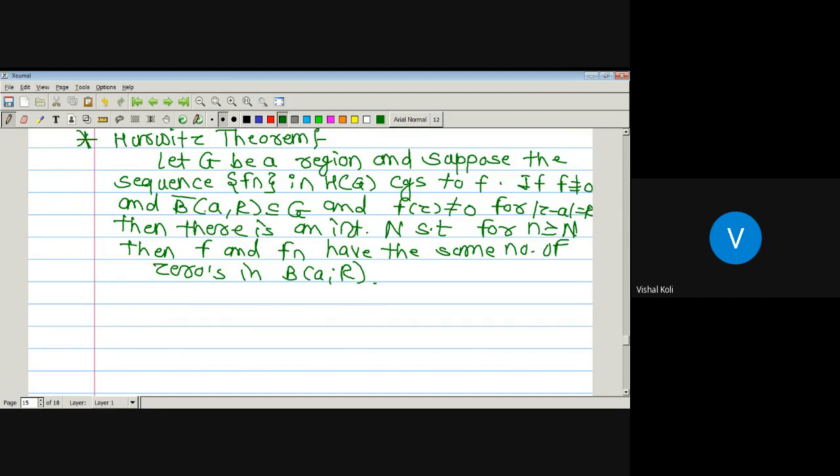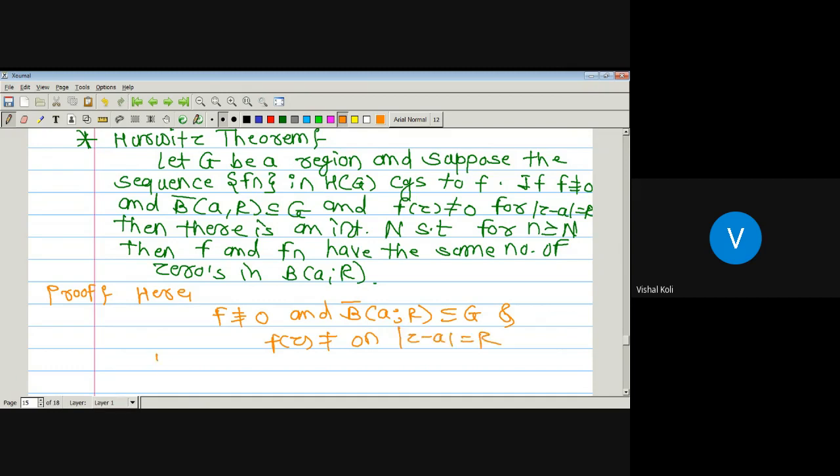See the proof then. So here f is not equal to 0 and the closed disk which is centered at A, radius capital R, is a subset of G, and f of z is non-zero on this circle, modulus of z minus A equal to capital R.